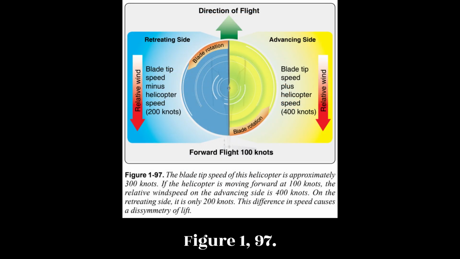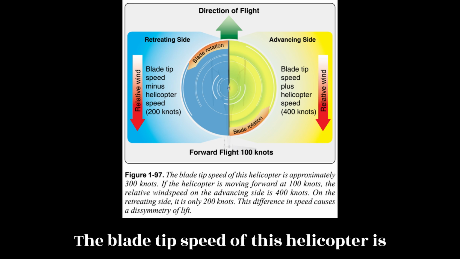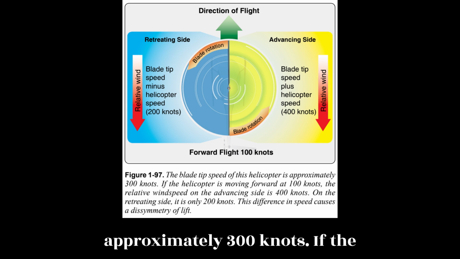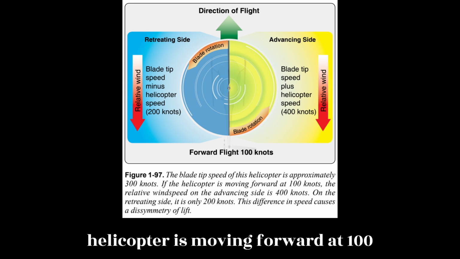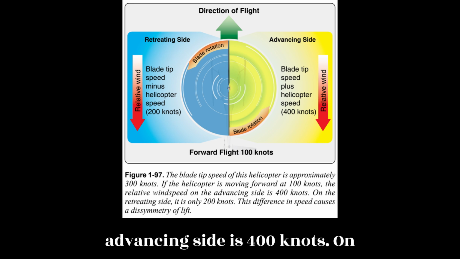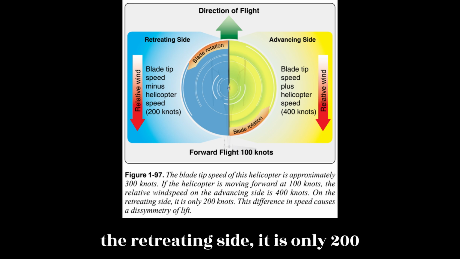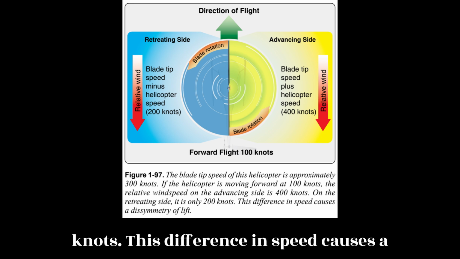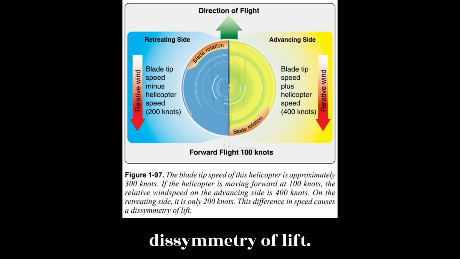Figure 197. The blade tip speed of this helicopter is approximately 300 knots. If the helicopter is moving forward at 100 knots, the relative wind speed on the advancing side is 400 knots. On the retreating side, it is only 200 knots. This difference in speed causes a dissymmetry of lift.